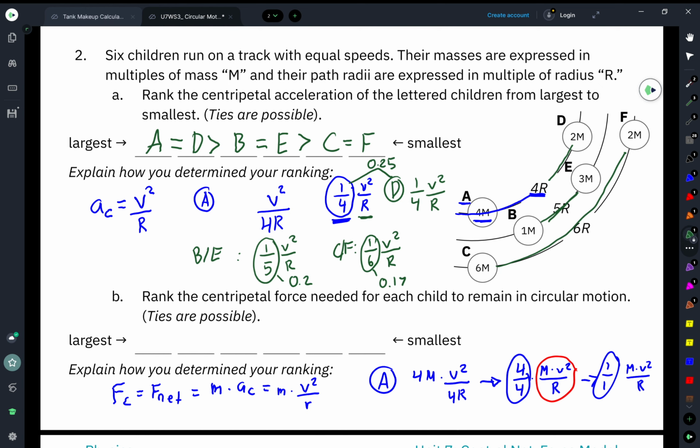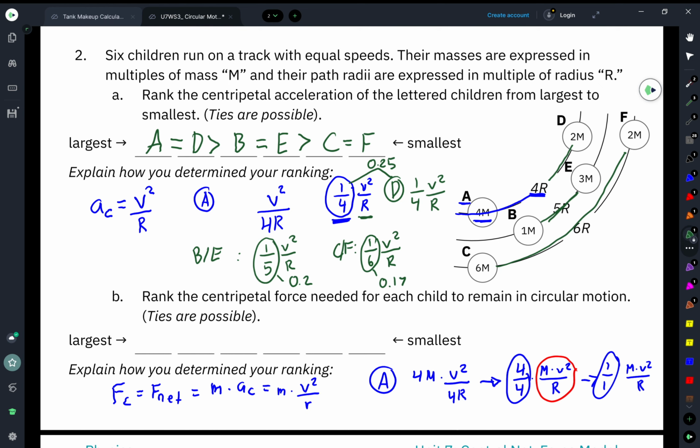Now for part B, we're ranking the centripetal force needed for each child to remain in circular motion. What I have down here on the bottom left is the equation for our centripetal force, or the net force acting on an object. It's mass times our centripetal acceleration, or mass times our tangential velocity squared divided by the radius. And then on the bottom right is where I have our setup for part A. Because they have a mass of 4m and a radius of 4r, I pulled out those numbers, the 4 on the numerator and the 4 on the denominator, into the front, keeping in mind that what I've circled in red is going to be constant for every runner.